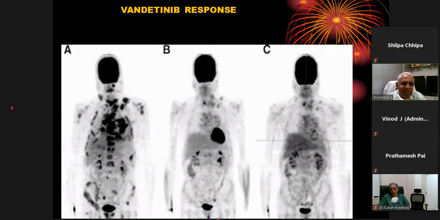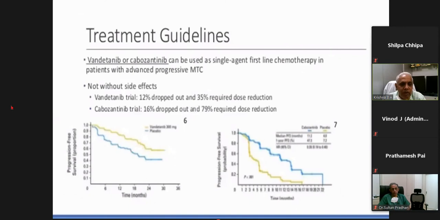The toxicities of these drugs are significant, but one has to carefully manage them with dose escalation or dose minimizing depending upon patients' toxicities. So this data which came for vandetanib or cabozantinib, both are available now and both have shown significant impact in prolonging the progression-free survival of medullary cancer with advanced disease.